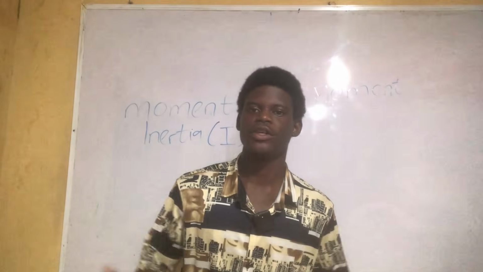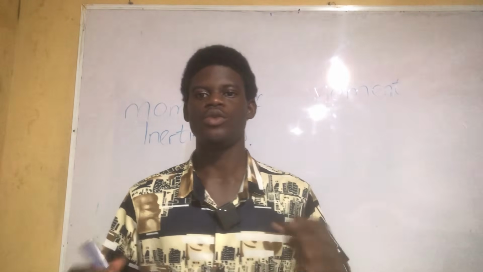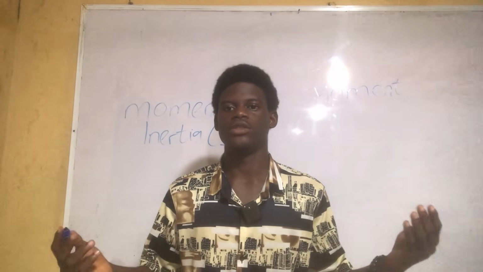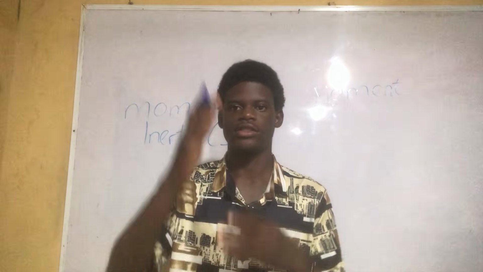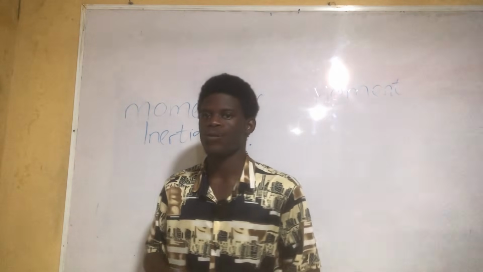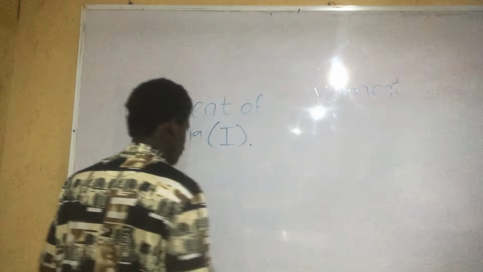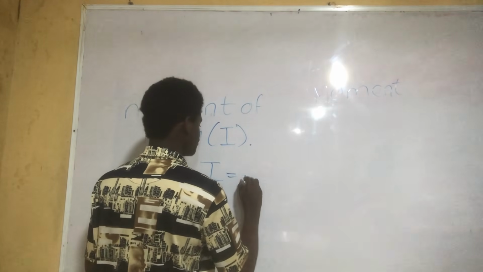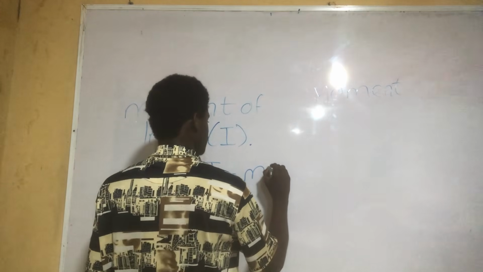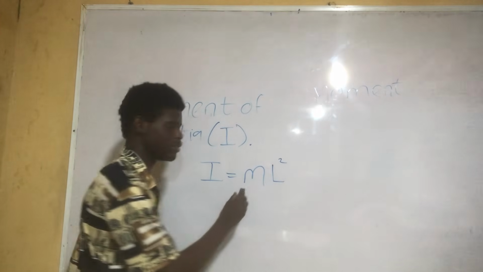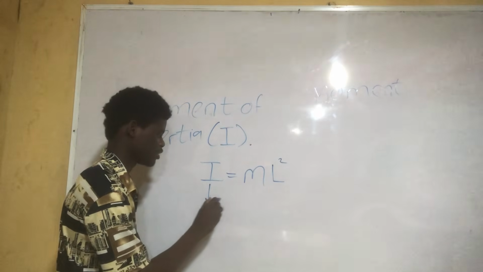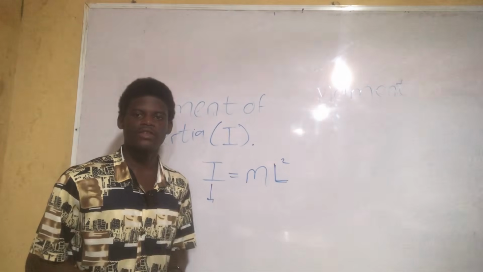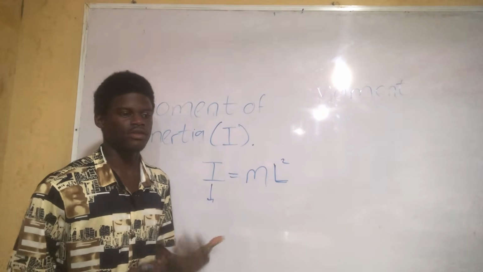So moment of inertia depends on the location of the body. It depends on the way the mass of the body is distributed, and it also depends on the axis it passes through. The basic formula for moment of inertia is I = ml², where I is the moment of inertia, m is the mass of the body, and l is the length of the object. So the moment of inertia differs in different objects.